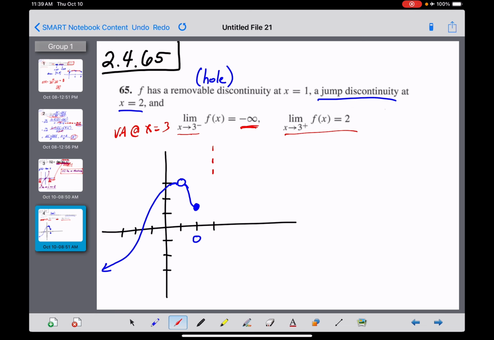I'm going to go ahead and put the vertical asymptote right here at the line x equals 3, and focusing on this part right here as x approaches 3 from the left, our function needs to have a limit of -infinity, meaning that it is decreasing without bound, so I would probably make it do something like that.